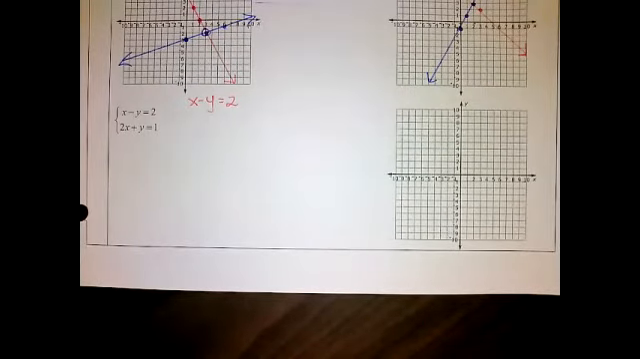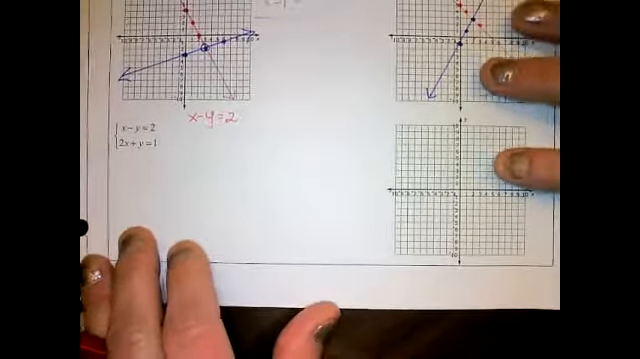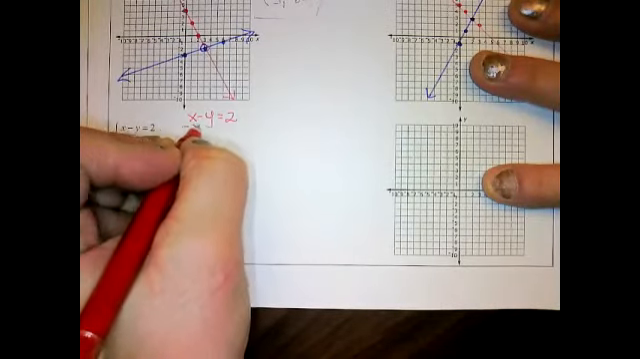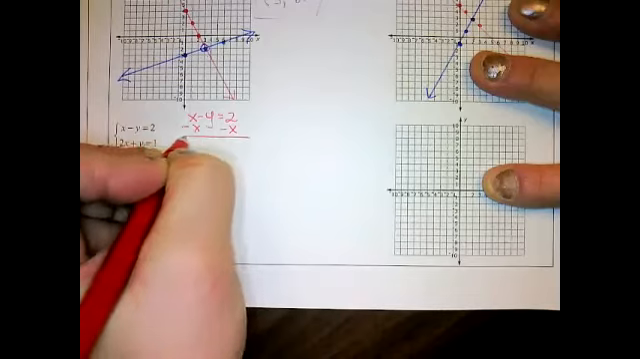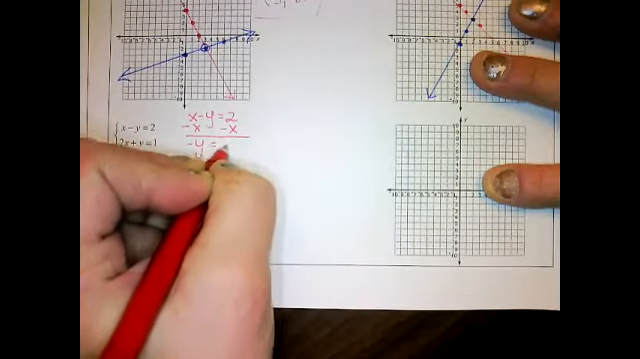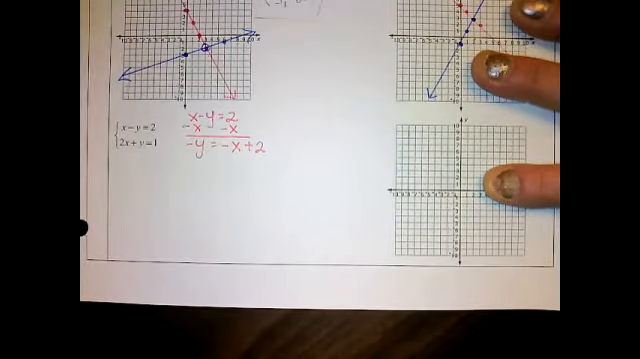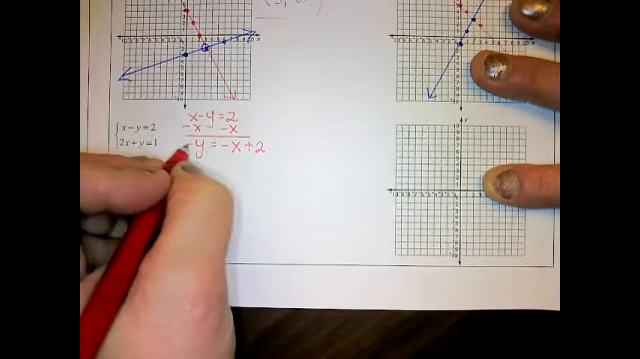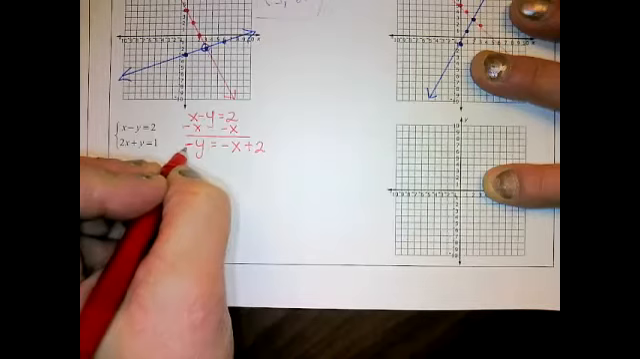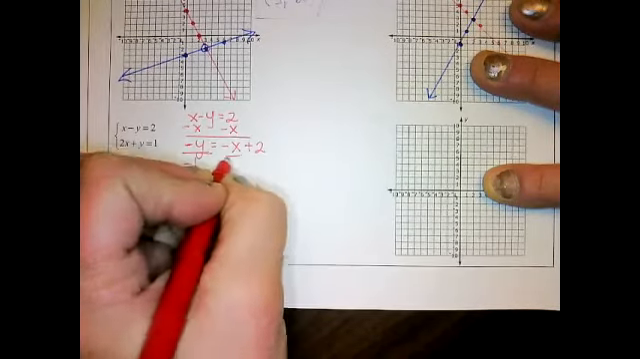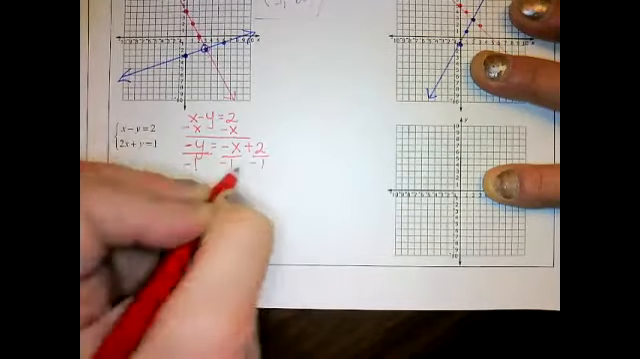So remember, our first step in getting a linear equation into slope-intercept form is to add or subtract the x to both sides. Okay, so I have to move that x. So now I'm left with negative y equals negative x plus 2. And now I need to get this y to be by itself, and it has to be a positive y.